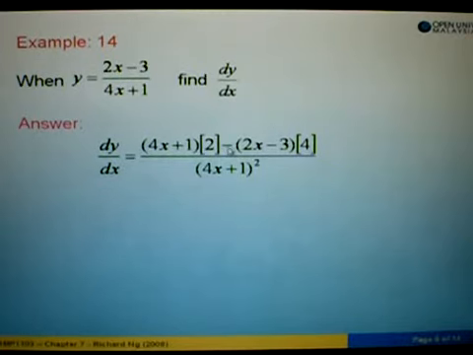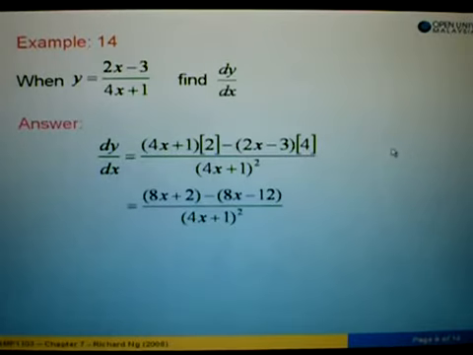Okay? Then minus, copy the numerator, which is 2x minus 3. Then bracket, differentiate the denominator. So when we differentiate 4x, the answer is 4. So from here, we simplify. 2 times 4x will give us 8x. 2 times 1 equals 2. Minus, here we have 4 times 2x equals 8x. 4 times 3 equals negative 12.